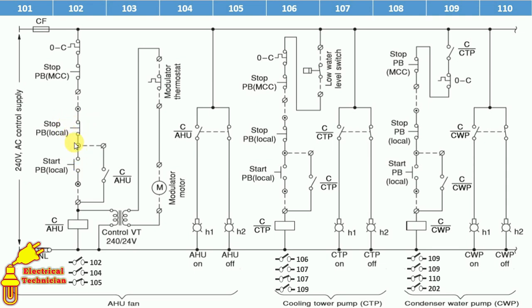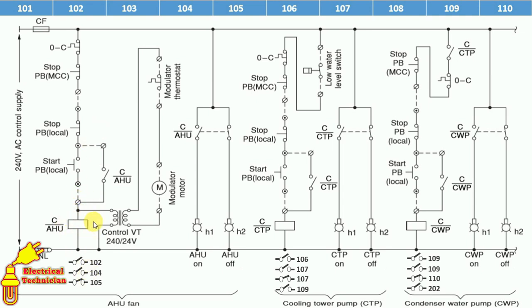Now after the stop push button, the start push button is connected. After this, directly to the contactor, to control the AHU, the contactor is connected with the A1 terminal of this supply. Now this contactor needs neutral supply also, so from the neutral link we provided neutral supply. The full form of AHU is air handling unit. So in this way, to control the AHU we provided control supply.